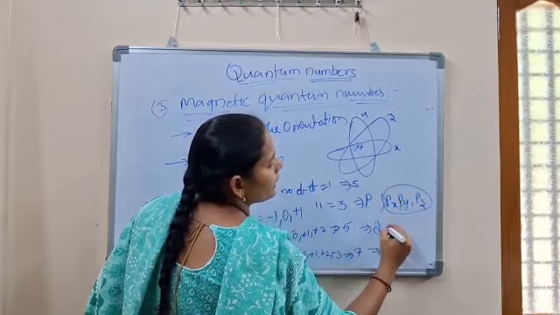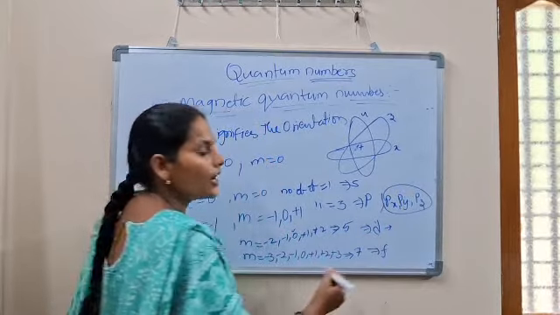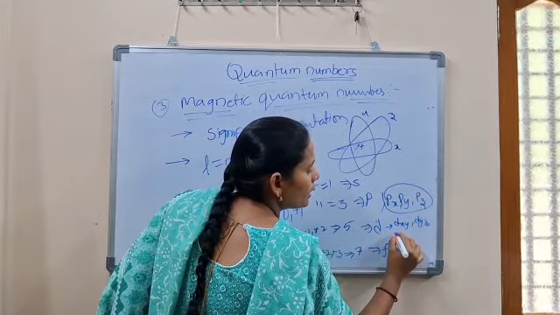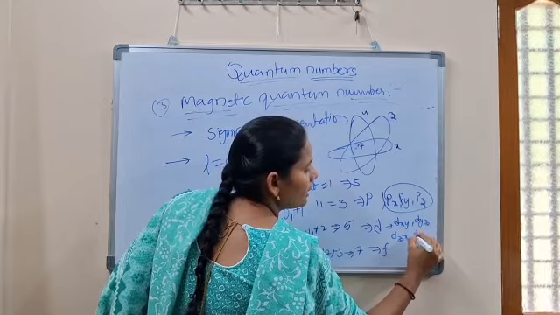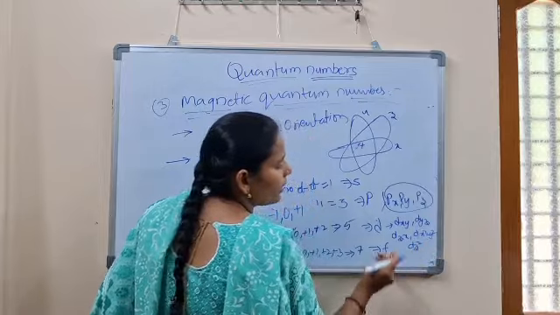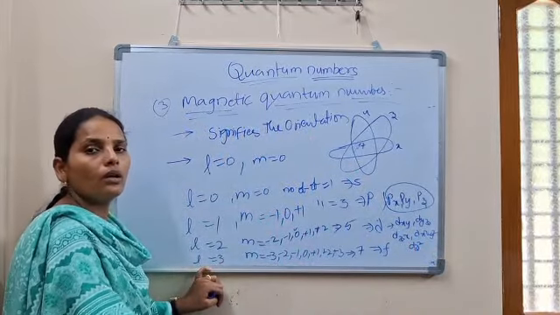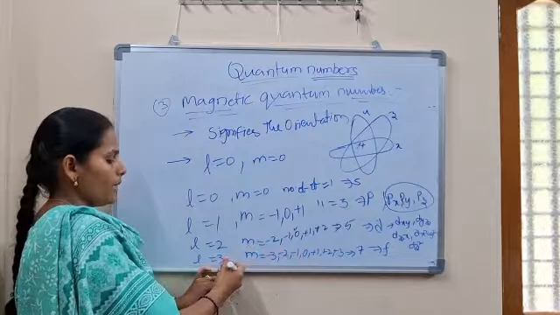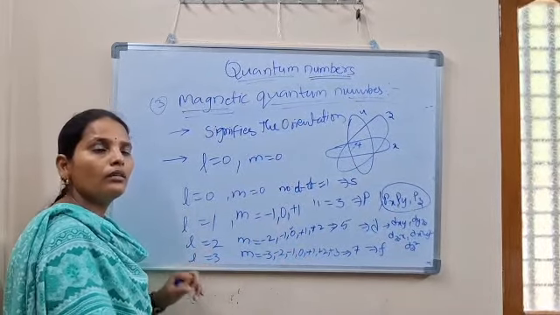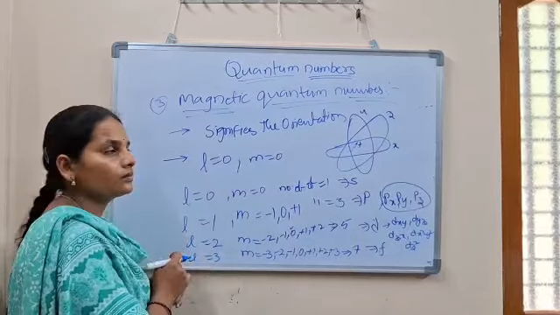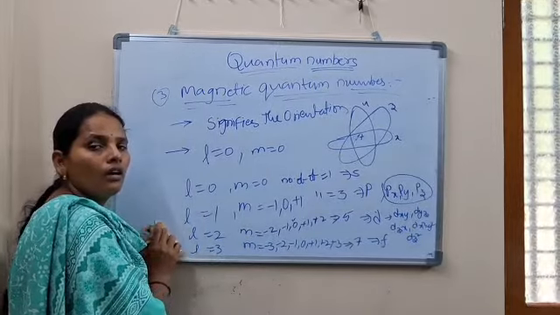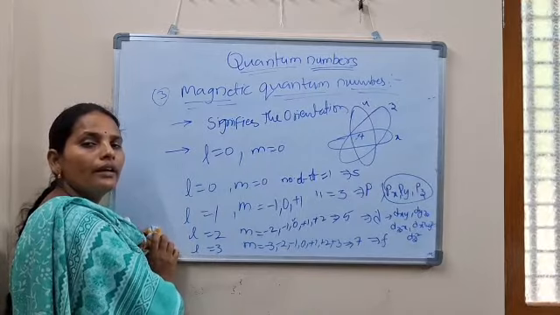These three are the px, py, pz. Okay, the orbitals of d are dxy, dyz, dzx, dx square minus y square, and dz square. Likewise, f orbitals also have orientation explained by l values and m values. Okay, make a note on it. Have you noted all this?